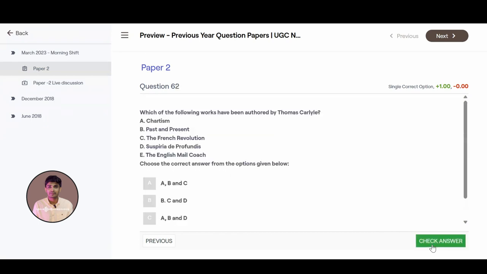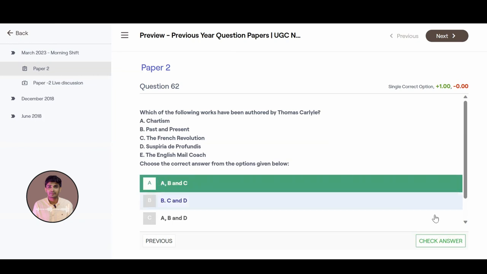Next question. Which of the following works have been authored by Thomas Carlyle? Chartism, Past and Present, The French Revolution, Suspiria de Profundis, pardon my French, The English Mail Coach. So which among the following works are written by Thomas Carlyle? Give me the answer. 62nd question. We are 62% done. Let's go with A, B, and C. Let's see. It is the correct answer: Chartism, Past and Present, The French Revolution. You should at least know Chartism is associated with Thomas Carlyle.